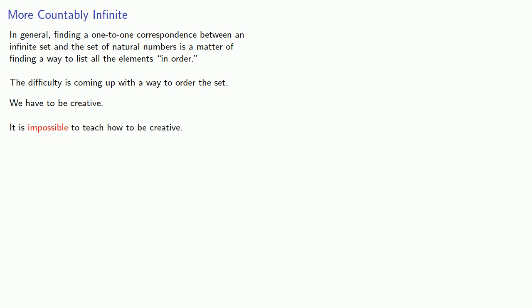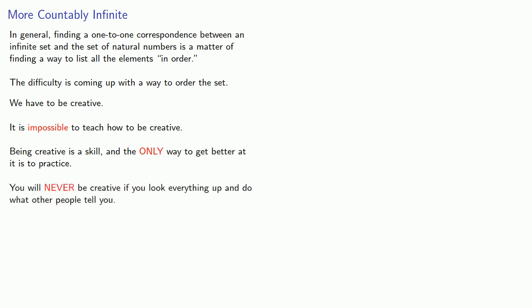Now, in general, finding a one-to-one correspondence between an infinite set and the set of natural numbers is a matter of finding a way to list all the elements in order. The difficulty is coming up with a way to order the set. We have to be creative. And unfortunately, it is impossible to teach how to be creative. Being creative is a skill, and the only way to get better at it is to practice. And most importantly, you will never be creative if you look everything up and do what other people tell you. So you should skip the rest of this lecture, but you probably won't.